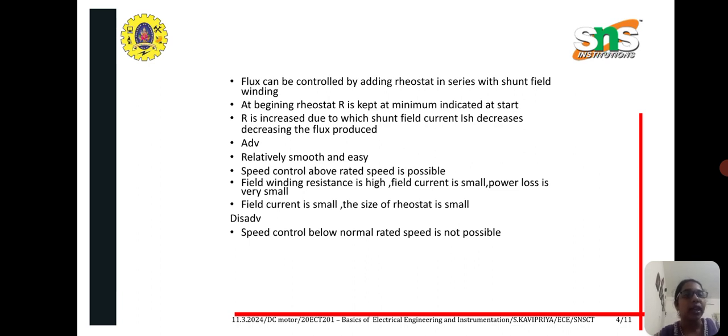The advantage here is that it is relatively smooth and easy. Speed control above the rated speed is possible. Field winding resistance is high and field current is small, so power loss is very small. Since the field current is small, the size of the rheostat is also very small. The drawback is that speed control below the normal rated speed is not possible.